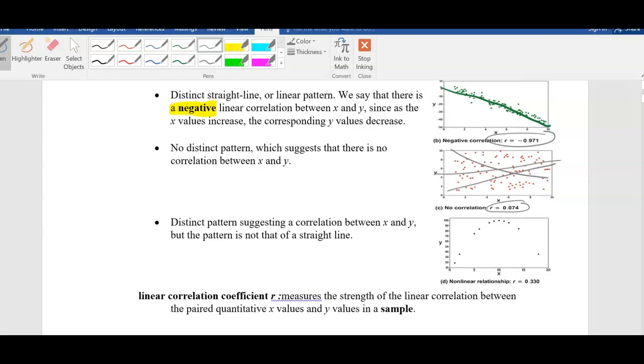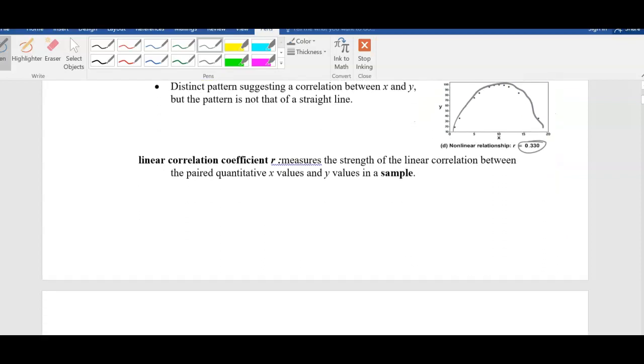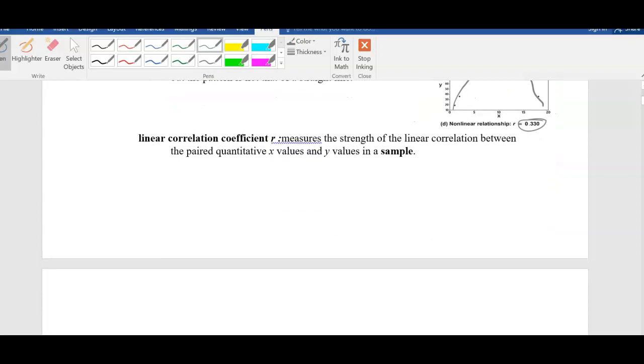If you look at this one down here, there's an R value of 0.3, so it's not good. But if you also notice, upon visual inspection, we have a parabola. If it's not linear, it's not a linear correlation, and we cannot use our R factor. All right, linear correlation R measures the strength of the line: how close do your data points match the line that you have, for your sample data?